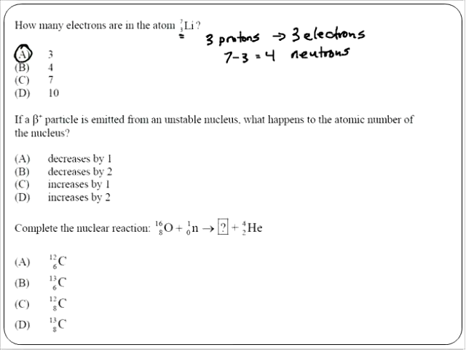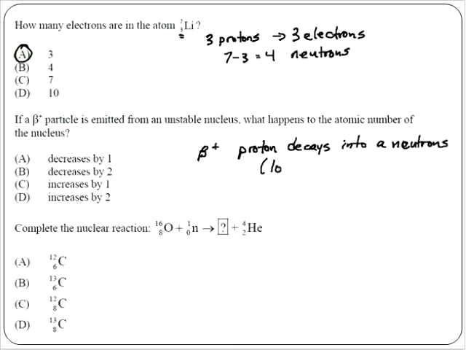Next question. A beta positive particle is emitted from an unstable nucleus. What happens to the atomic number of the nucleus? Remember, for a beta positive, what happens is this. A proton decays into a neutron.